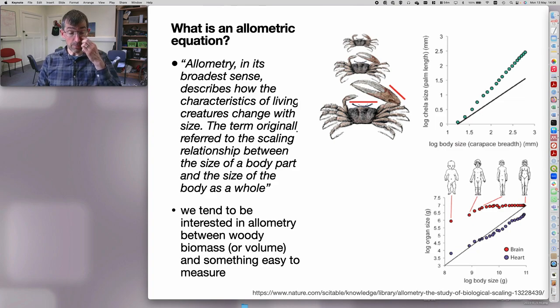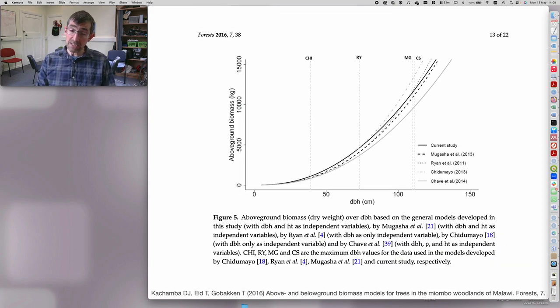Sometimes they're not to biomass, they're to volume, and then you go from volume to biomass. But nearly always, I think in all the studies here, it's going to be about diameter and the relation of diameter to the woody biomass of a tree. And here's an example of one.